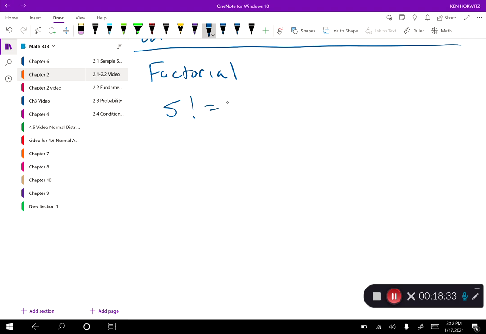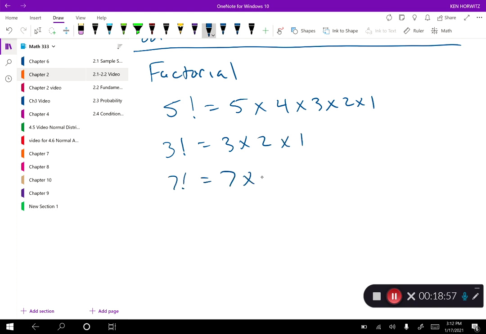And what this means is take the number 5 and multiply it times all the numbers that come before 5 down to 1. So 5 factorial would be 5 times 4 times 3 times 2 times 1. If I had 3 factorial, it would be 3 times 2 times 1. If I had 7 factorial, it would be 7 times 6 times 5 times 4 times 3 times 2 times 1.